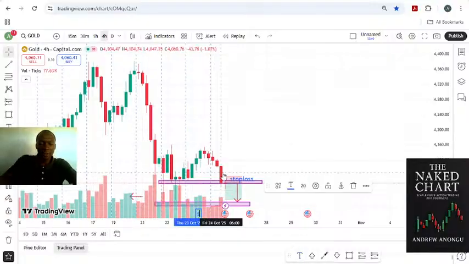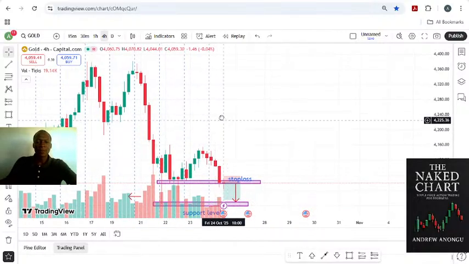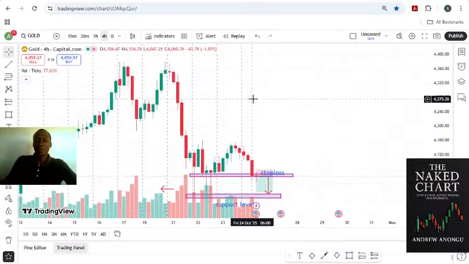This is our support. Price has been at that level and keeps respecting it. I will anticipate that price will keep respecting that support level in the market. So this is the first analysis on gold. We are only looking for selling opportunities.